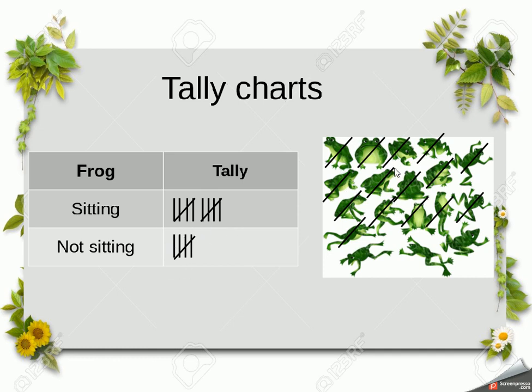Notice how I'm putting lines through the images here to keep track of which ones I have counted and which ones I haven't. Sometimes we can do that and sometimes we can't. And then finally we've added the last ones on, and we can easily count up and compare that there are 11 frogs sitting, 5, 10, 11, 5 plus 5 plus 1, and 7 not sitting, 5 add 2.